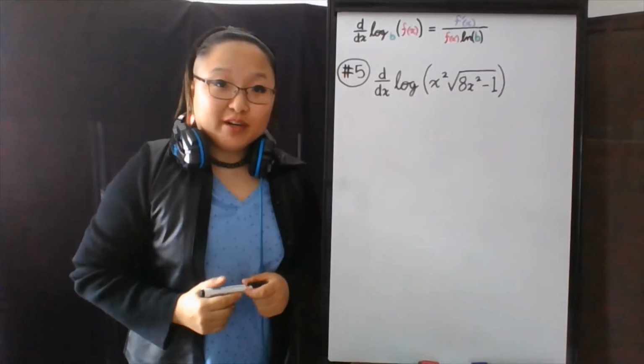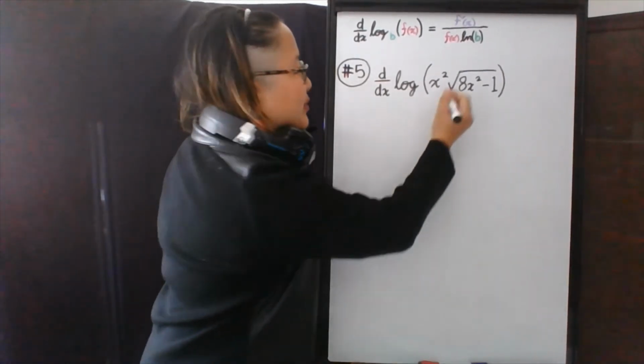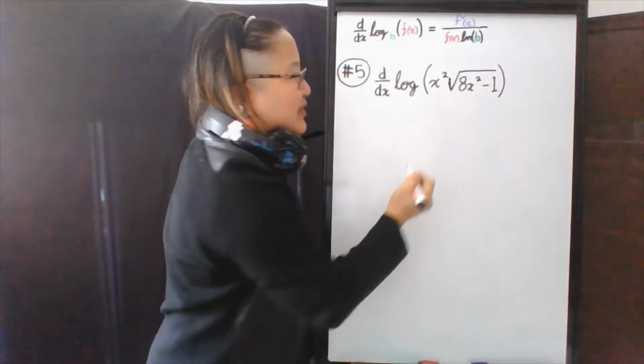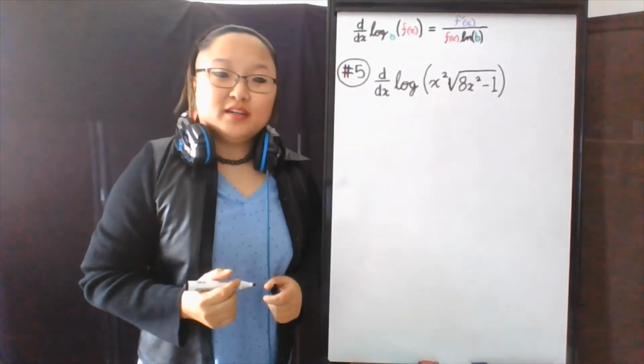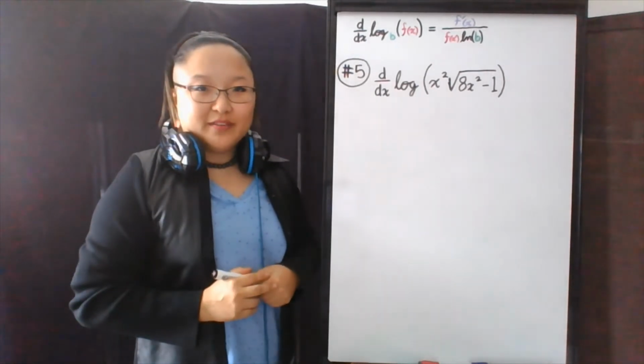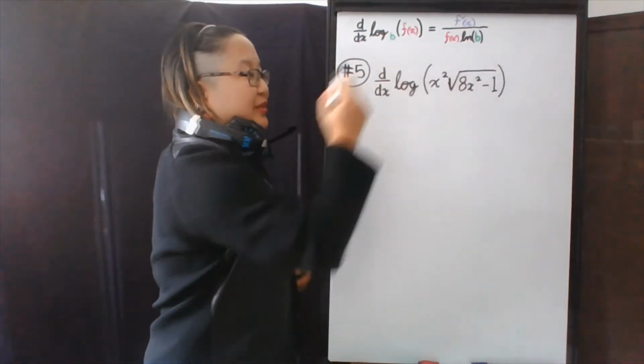Alright, so here's problem 5. It's one where, again, apply your logarithm rules. And let me make it really clear that the power of 2 is with that x and not with the 1/2. Alright, so the first thing you gotta do is logarithmically factor and simplify as far as you can to make it possible to plug into this formula up here.